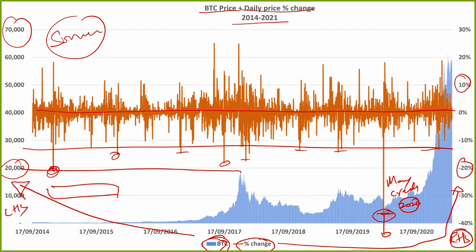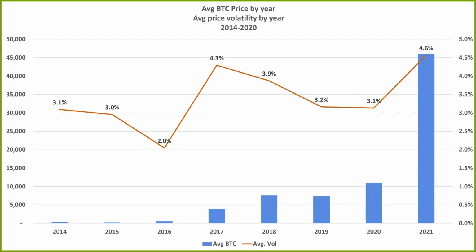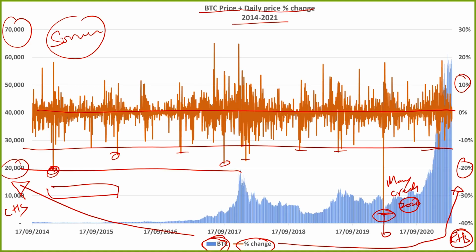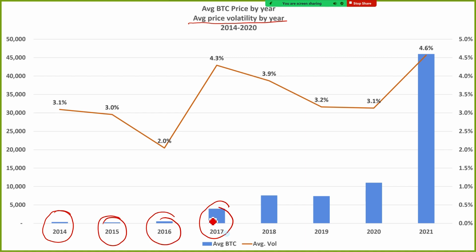Then you've got a third lens. And your third lens is aggregate change. So aggregate change, what we've done is we've simply taken the data that we've seen before here, and we've summed it up. So now what I'm saying is I want to look at average price volatility by year. And I want to compare that against where the average price for BTC or Bitcoin was in 2014, in 2015, in 2016, in 2017, in 18, 19, 20, and 21.